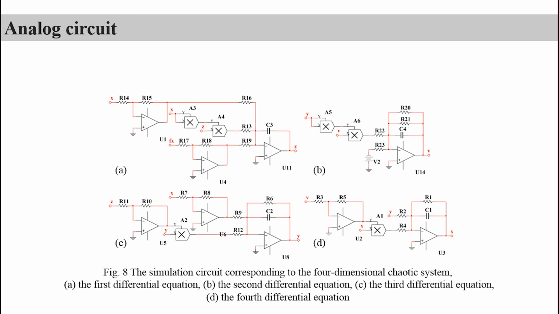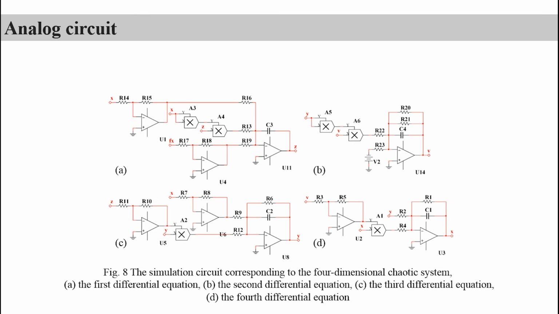According to the logical relation shown in Formula 14, combined with Kirchhoff's law and the circuit principle, the analog circuit corresponding to system 13 can be obtained. So we can have a conclusion in this paper: by introducing 11 piecewise linear functions to the chaotic system, a new four-dimensional chaotic system with complex dynamic behavior is proposed.